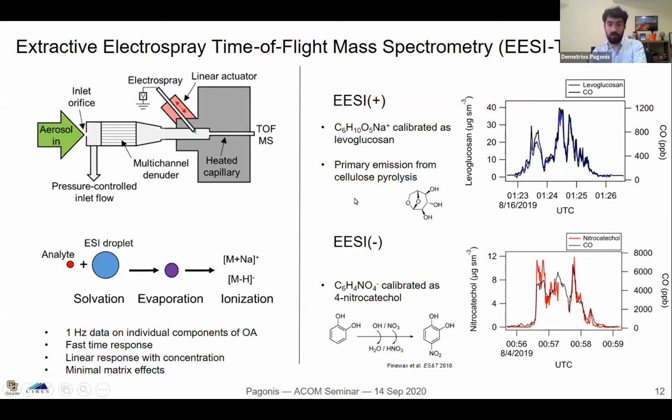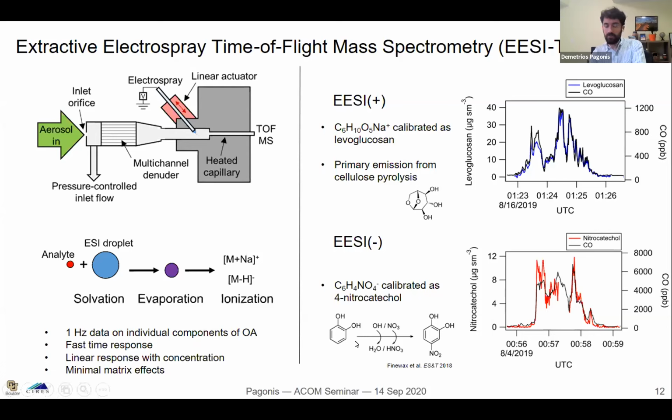In negative ion polarity, we're targeting nitrocatechol. This is a product of secondary chemistry with either OH radical or NO3 radical oxidation of catechol. And so there's been nice work by Zach Finewax quantifying the yields of this in these reactions. And it's a very nice marker of secondary chemistry here.